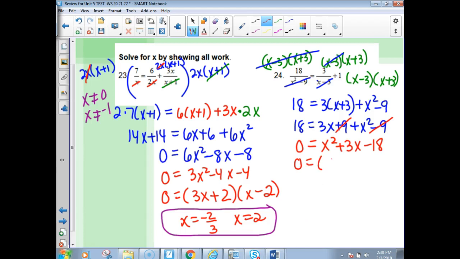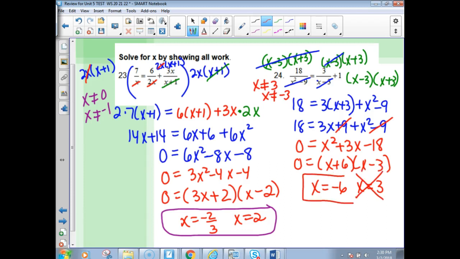Factor, this would be x plus 6 times x minus 3. And then this would give me x is negative 6 and x is 3. Now, if I go back to my original problem, what were the exclusions from the denominators? Can't equal 3 and it can't equal negative 3. Therefore, we get rid of that answer, and the only answer is negative 6.